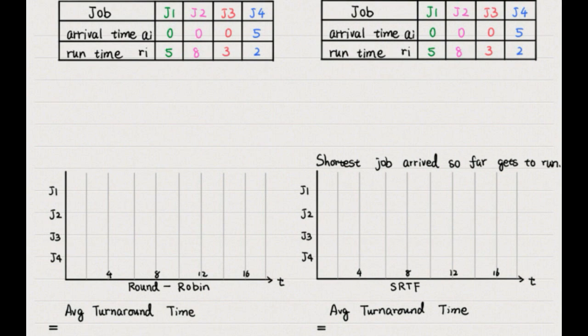Now let's schedule the jobs with a quantum of 2 seconds. We first use the round-robin scheduler. Let's put the arrival queue here. At time t equals 0, J1, J2, and J3 arrived. The head of queue is J1, so we run J1 for 2 seconds, and the runtime of J1 is now 3. And we insert J1 to the back of the queue.